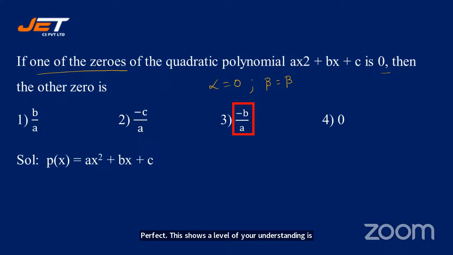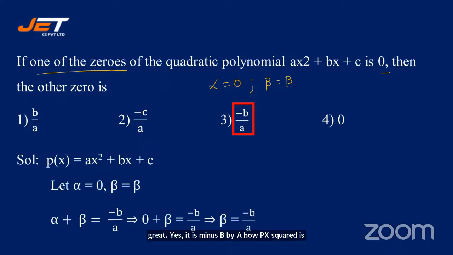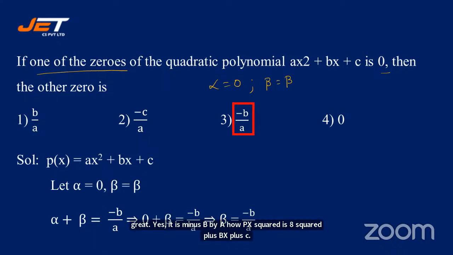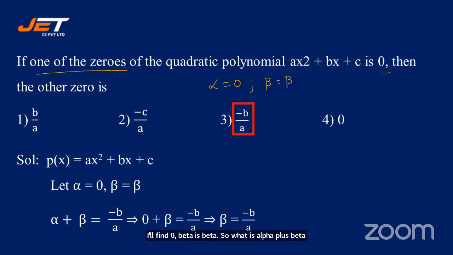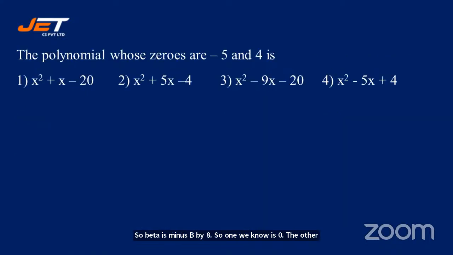How? Px is ax square plus bx plus c. Alpha is 0, beta is beta. So what is alpha plus beta? Minus b by a is equal to 0 plus beta. So beta is minus b by a. So one zero we know as 0, the other one is minus b by a. All right? With this, we are moving on to the next question.